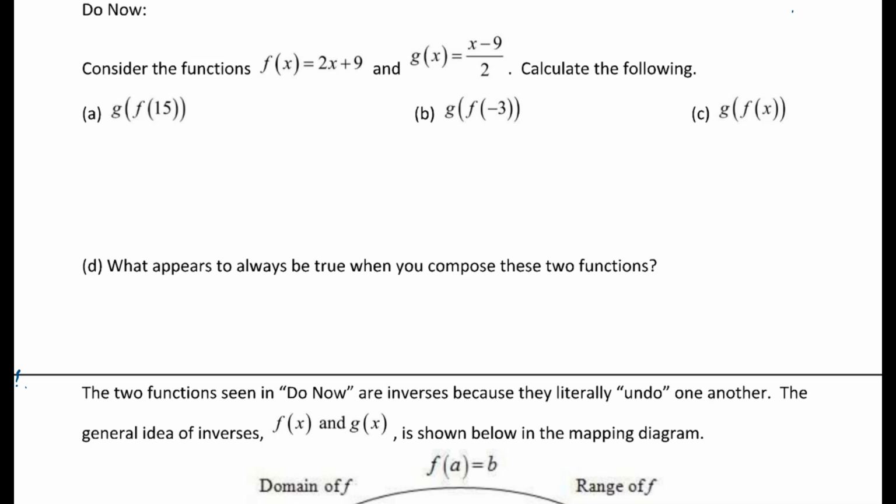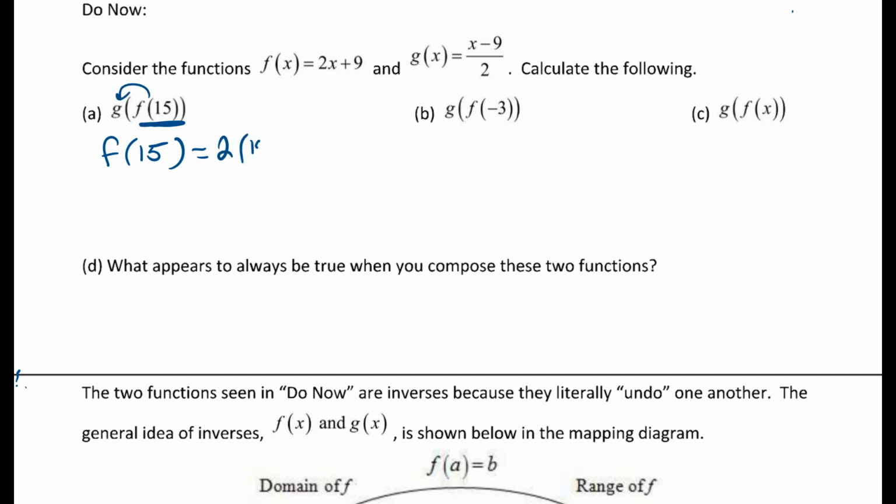So let's consider these two functions here. f of x equals 2x plus 9, and g of x equals (x minus 9) divided by 2. And we're going to calculate the following. So I see a composition of functions here, g of f of 15. So I'm going to start and figure out what the output of function f is when I plug in 15. And then I'm going to use that as an input to plug into function g.